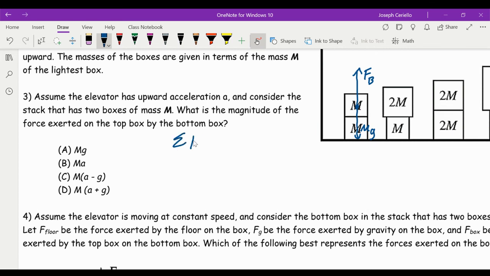So we know that the sum of the forces equals the mass times the acceleration. It is accelerating upward, so the acceleration is positive. That's sometimes good to denote, that a is upward and positive. So we have Fb plus negative mg equals ma. So Fb equals m times a plus g.